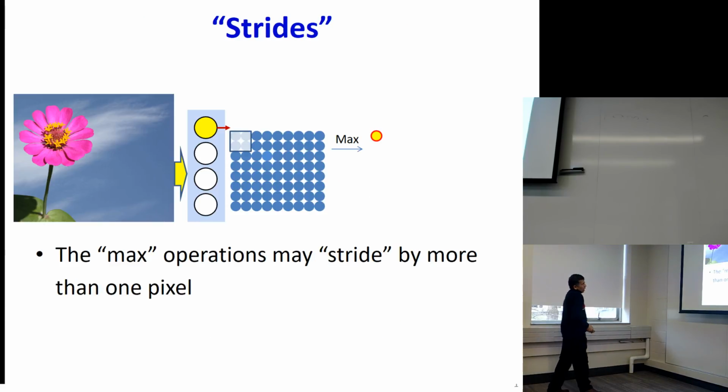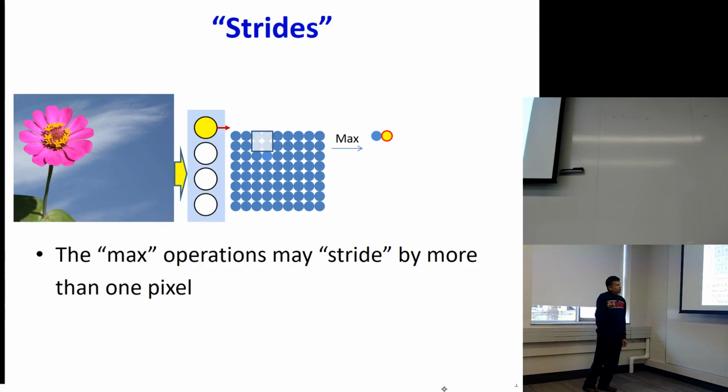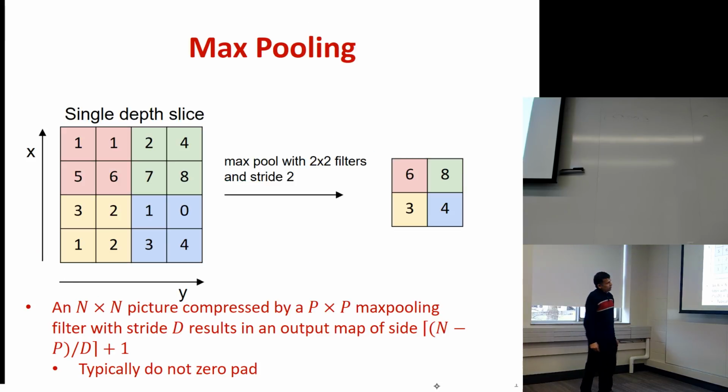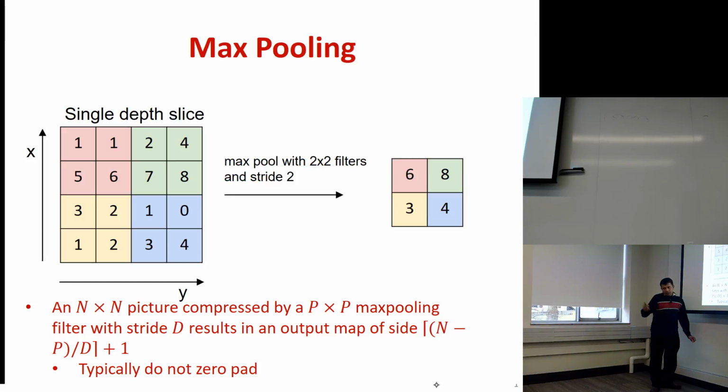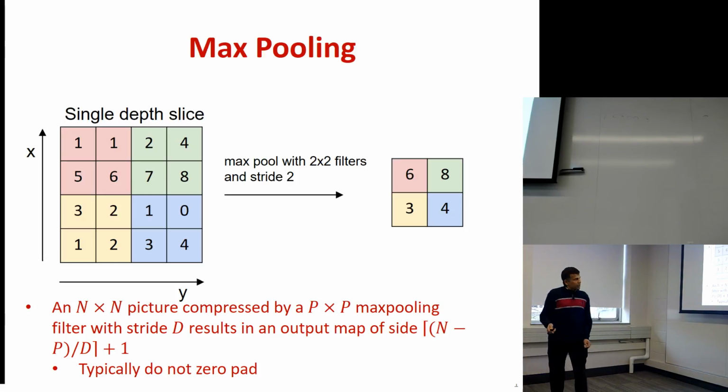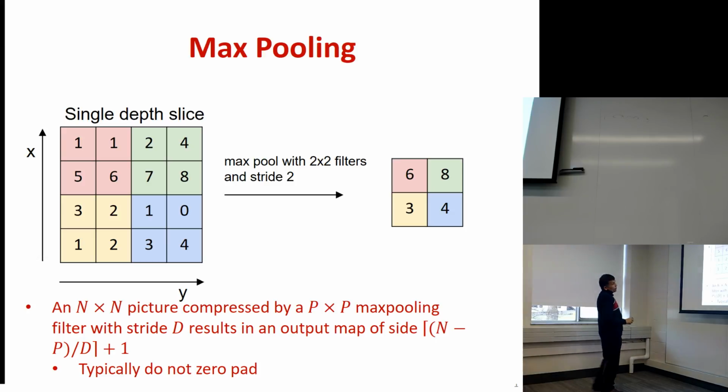So in the original model, the max operations would stride by the width of the max itself, right? So an n cross n picture compressed by a p cross p max pooling filter with stride d would result in an output map of effectively n over d, because you're going to be downsampling by the stride. And there's some fine detail in the exact size, which is going to be (n minus p) over d plus 1, right? And typically when we perform max pooling, we don't zero pad for a very simple reason: you're trying to reduce the size of the image, and those zeros can actually muck up what you get, right?